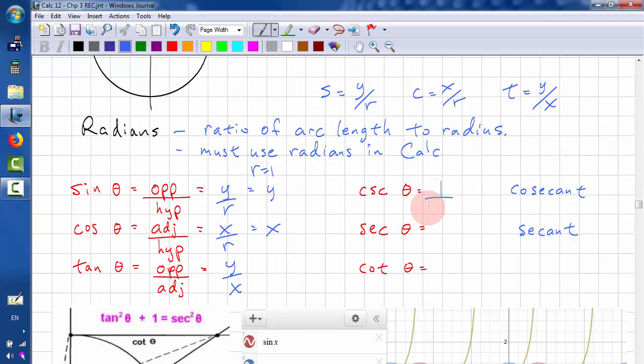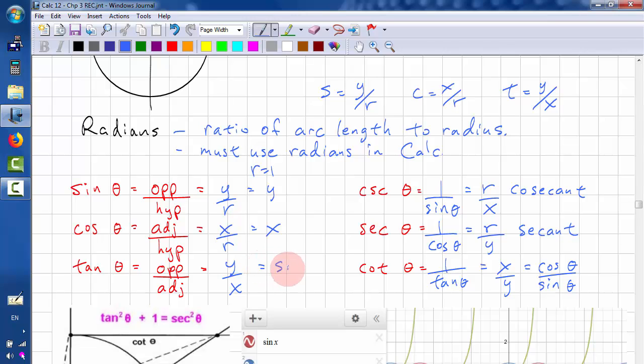Cosecant is 1 over sine theta, so we would have r over y. Secant is 1 over cosine, and that's r over x. And cotangent is 1 over tangent theta, and that's x over y. We can also write this as cosine theta over sine theta. And tangent theta can also be written as sine theta over cos theta.